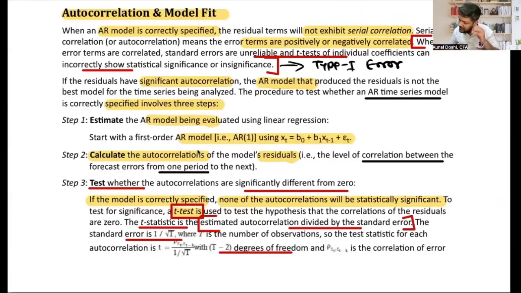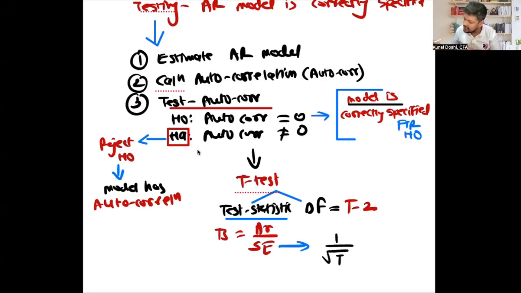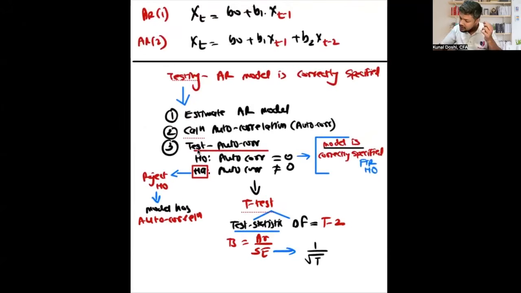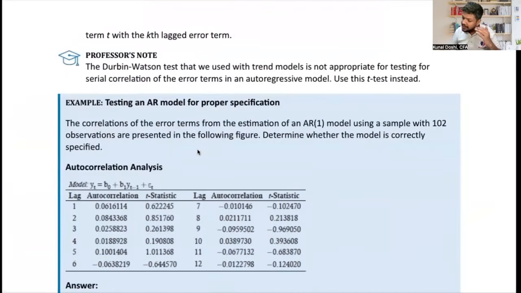They have provided me the degree of freedom as T minus 2. Remember here, it's not n, it's T, the time periods. So it is T minus 2. And the test statistic is autocorrelation divided by standard error. And standard error is the inverse of the square root of T. Check here the formula. Test statistic is autocorrelation divided by standard error. And what is standard error? Inverse of the square root of T. Degree of freedom is T minus 2.